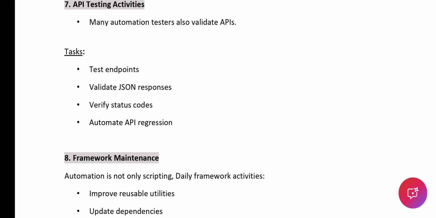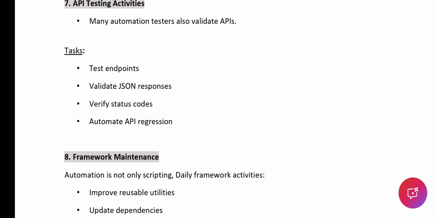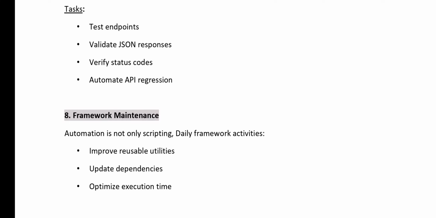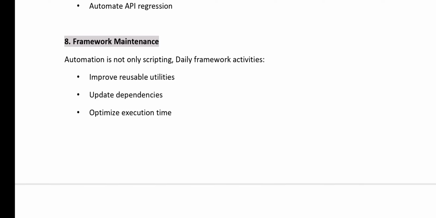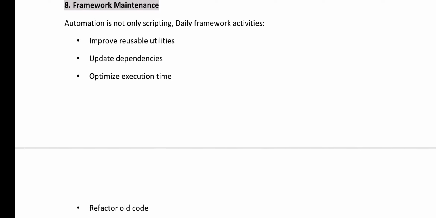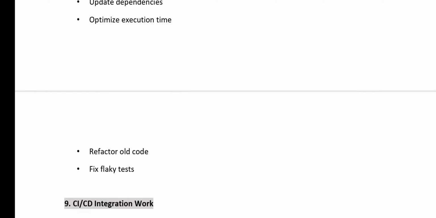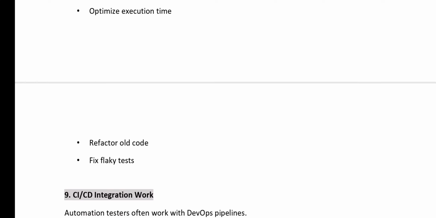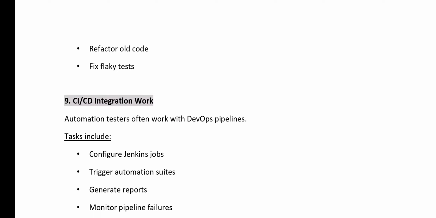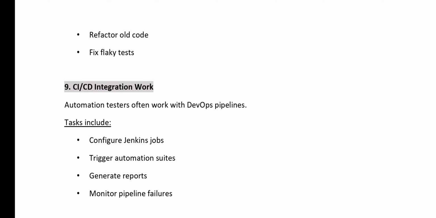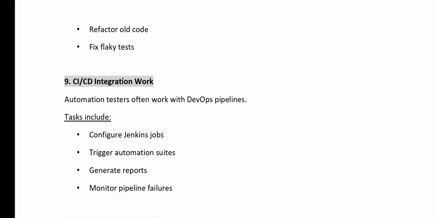So after completing the API testing activities, if there are any, we also perform framework-level maintenance. Okay. Automation is not just about scripting new scripts. It's also about maintaining the existing framework, like improving the reusable utilities, updating the dependencies, optimizing the execution time, refactoring the old existing code, and fixing the flaky test cases. Okay. And then comes the CI/CD integration work. Automation testers often work with DevOps pipelines.